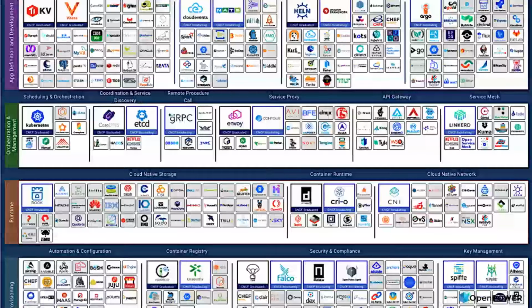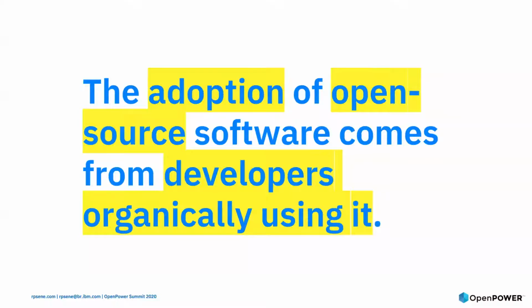So this is hard. We do not have a lot of people to handle that. We know that resources are limited, so we need to ensure that at least those willing to play with a different architecture and willing to move to Power can do their job and have access to that. Especially because the adoption of open source comes from developers organically using it.